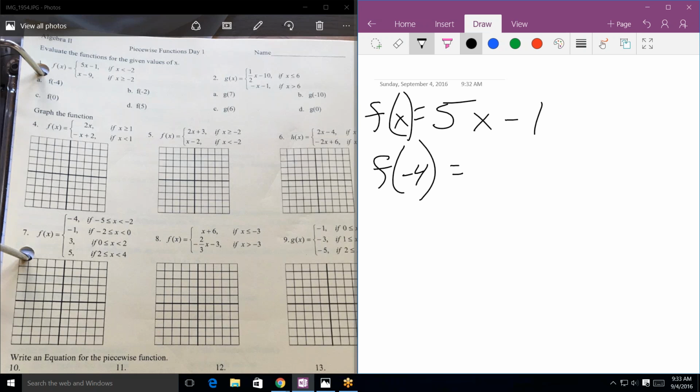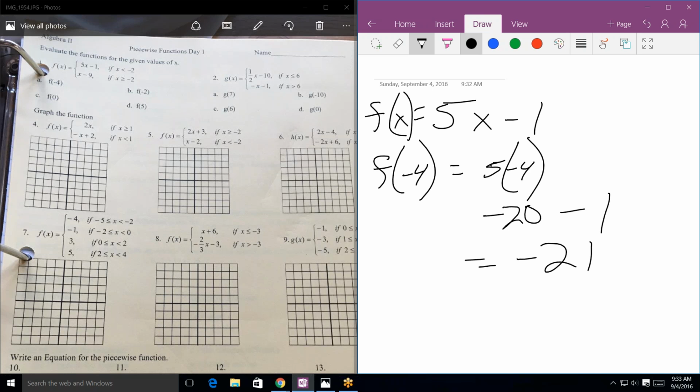So now what is f of minus 4? It would be 5 times minus 4 minus 1. So it'd be minus 20 minus 1. Not minus a minus 1, just minus 1. So it'd be minus 21.